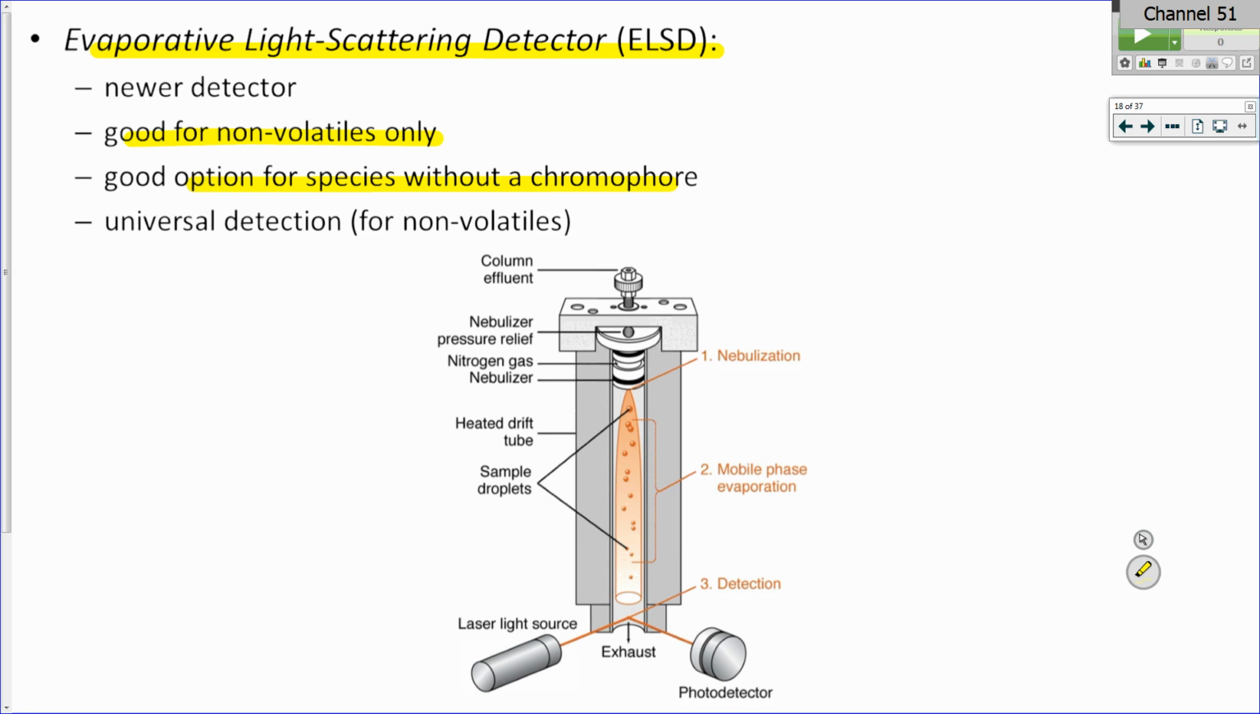So what will happen is that in the nebulization process, and this is a heated gas of nitrogen, the mobile phase evaporates out, and you form these sample droplets, which are colloid particles. As those come down and strike a beam of light, part of that light gets scattered to a detector, and you use a high-intensity beam from a laser. The more particles you have, the more the light gets scattered towards the detector, so it's directly proportional.